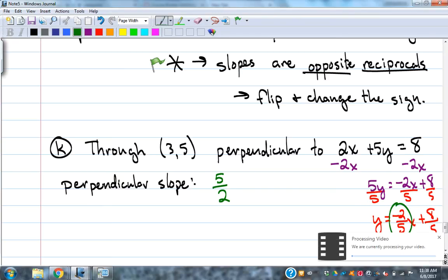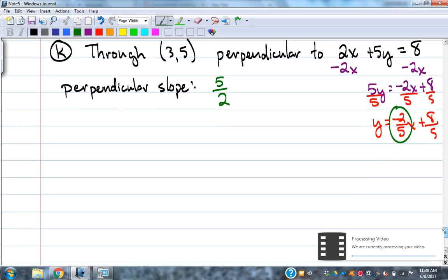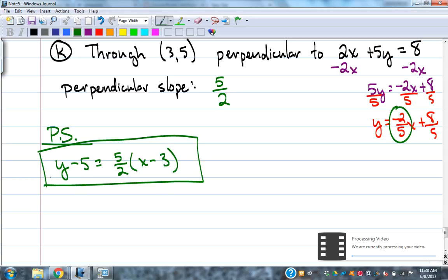Again, I have to combine those in a little bit. All right. Now, point slope form: y minus 5 equals 5 over 2, parentheses, x minus 3. That's simple. Nothing to that. Plug it in into point slope form.